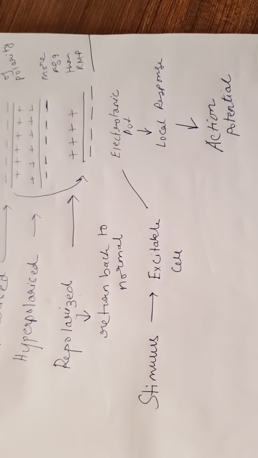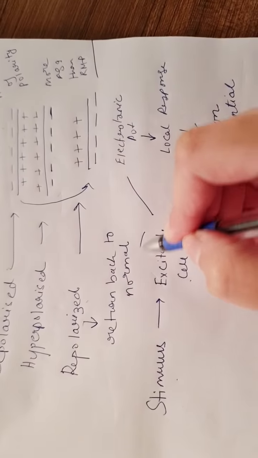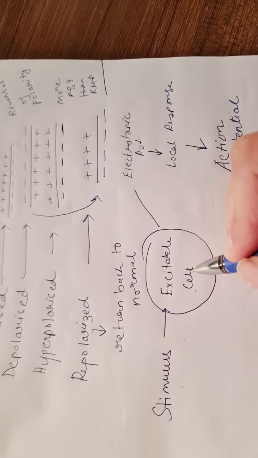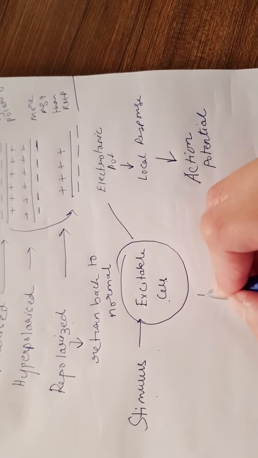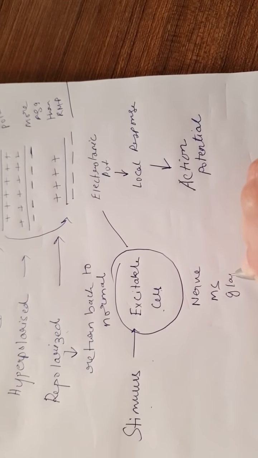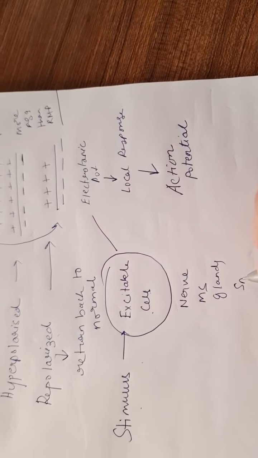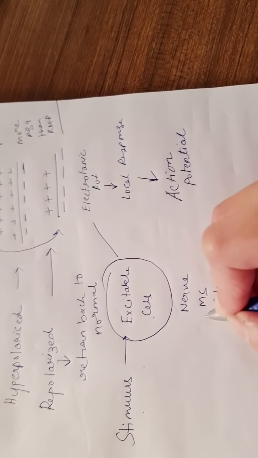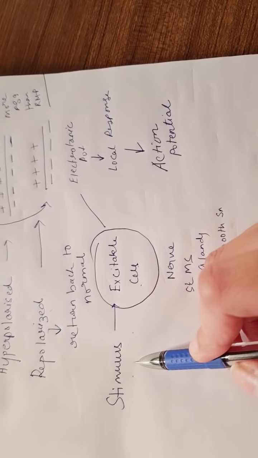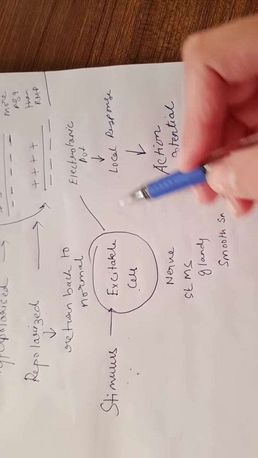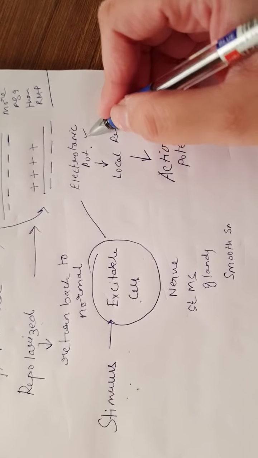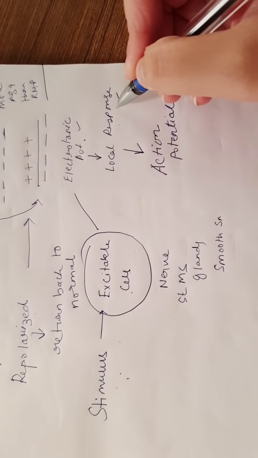Now we have talked about this earlier. When we give a stimulus to an excitable cell, giving a stimulus to any cell would not do. We have to give a stimulus to an excitable cell. What is an excitable cell? We are talking about nerves, but others can be muscles, glands, smooth muscles, skeletal muscles. Okay, these are excitable cells. So when we give a stimulus to the excitable cell, we get an electrotonic potential. We'll discuss this. Then we get a local response.